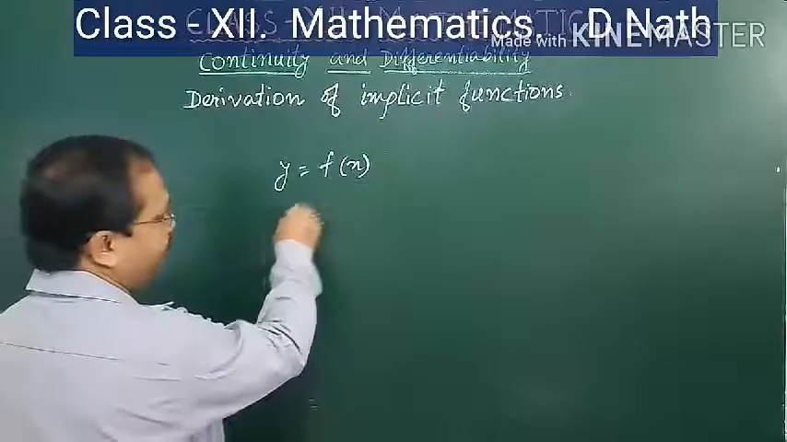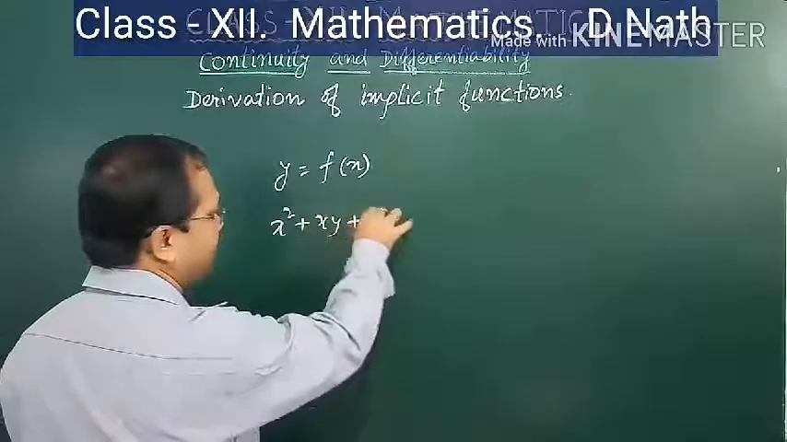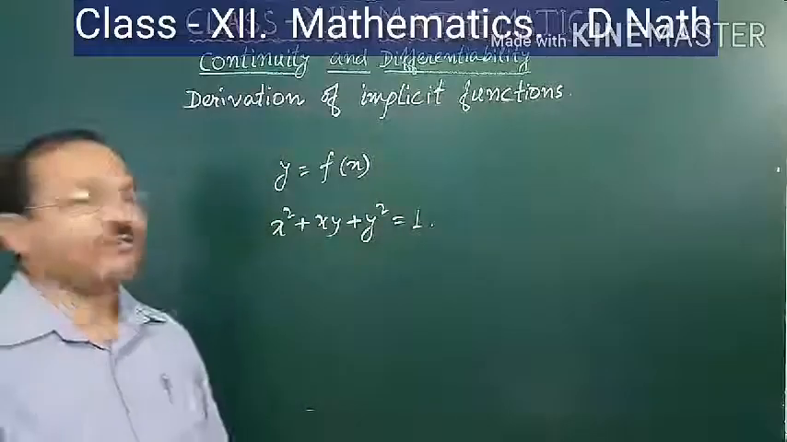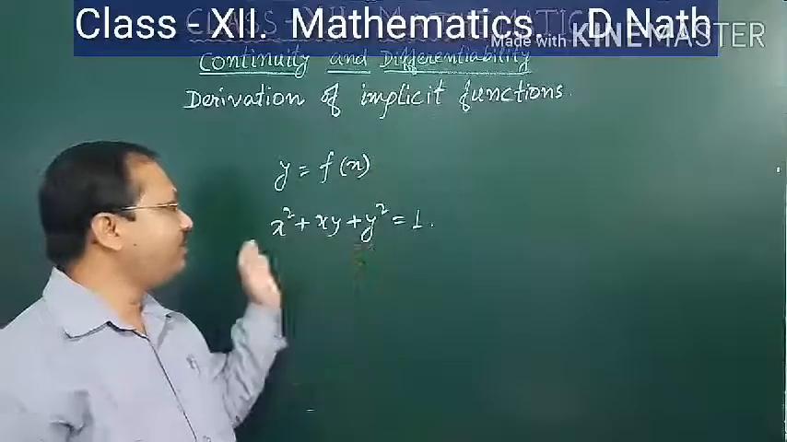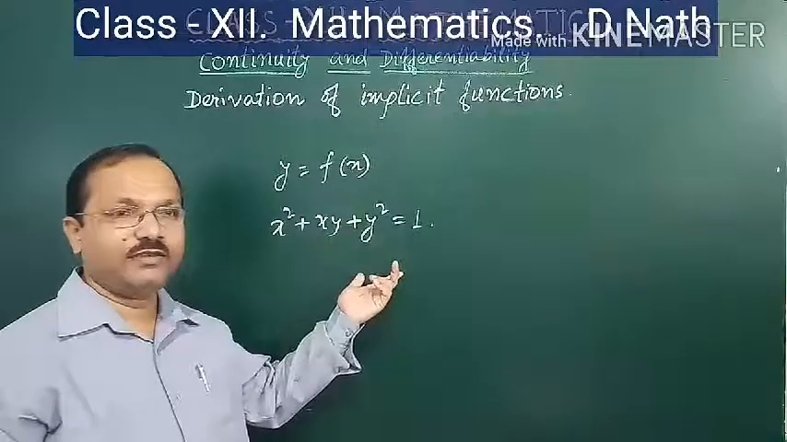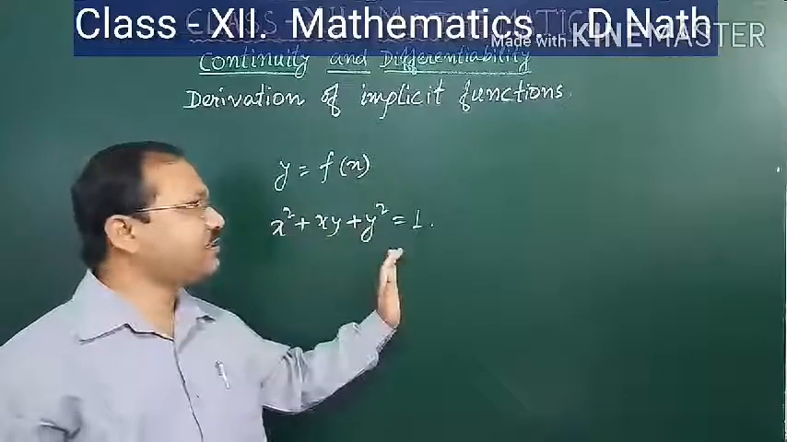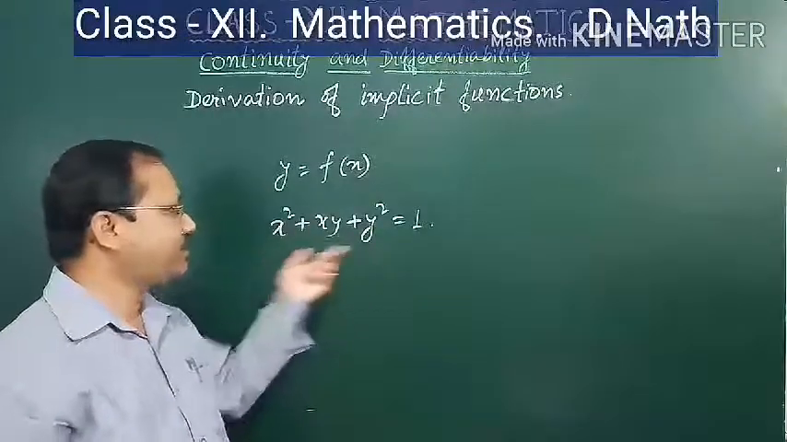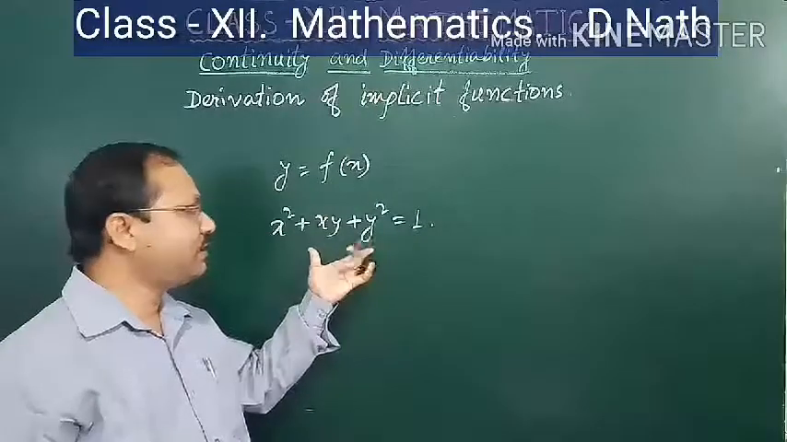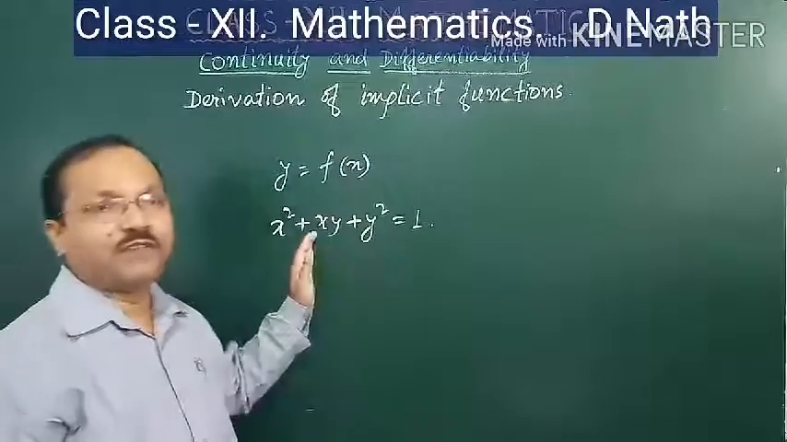Now if I write x squared plus xy plus y squared is equal to 1, can we find the value of y in terms of x or x in terms of y? No, it is difficult to find. So functions which cannot be easily expressed in terms of either x or y are called implicit functions.